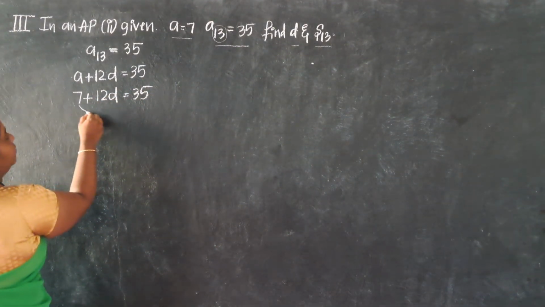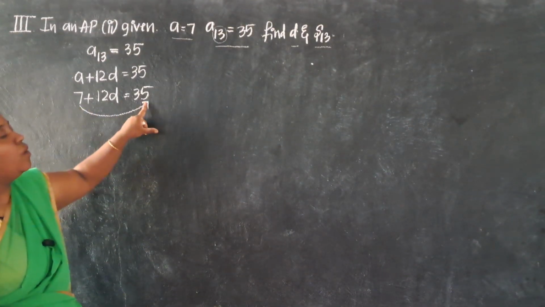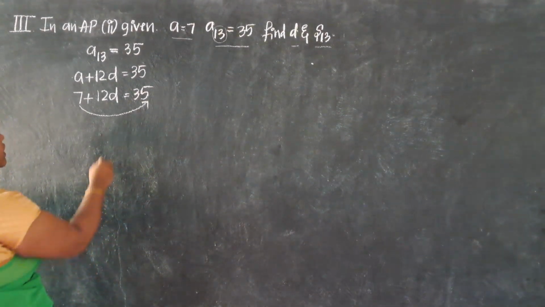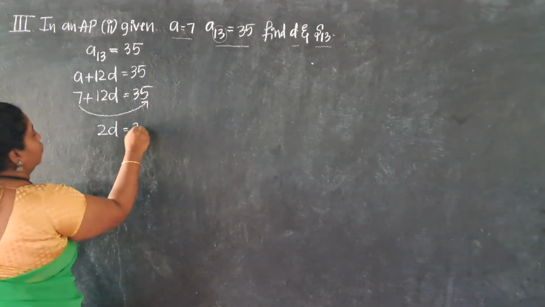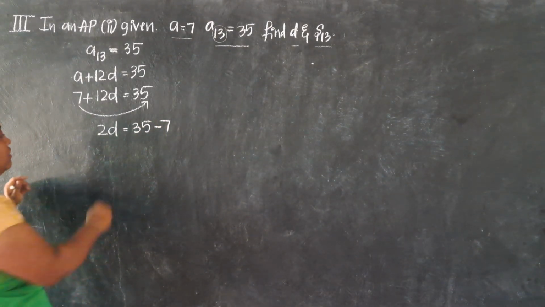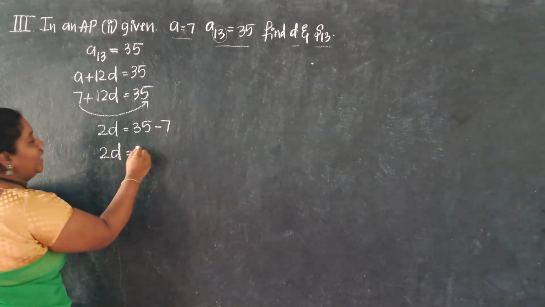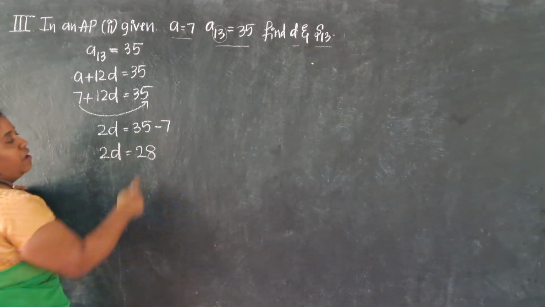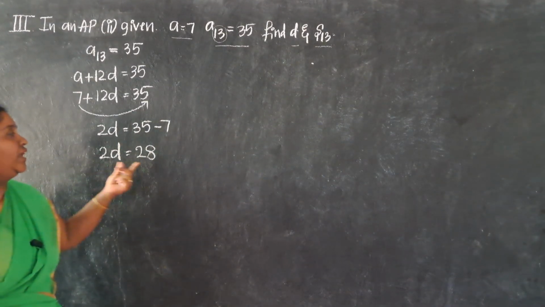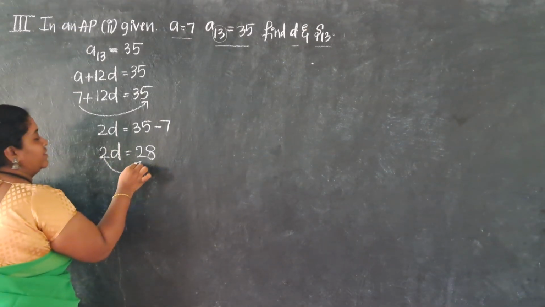Now dear, I'll bring the 7 to this side. Okay, positive 7 when it comes to the other side becomes negative 7. Understanding? So 12d is equal to 35 minus 7. Okay, so 12d is equal to, subtract, 28. Understanding? 15 minus 7 is 8. Carry 1. 3 minus 1 is how much? 2. Okay. So 12d is equal to 28. And now what to do? Yeah. Bring 12 to this side.